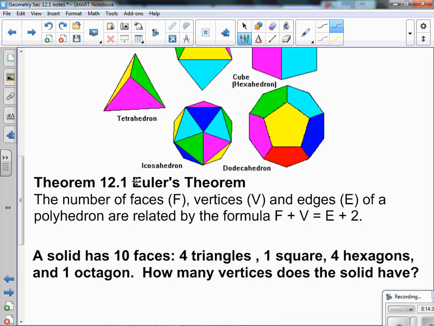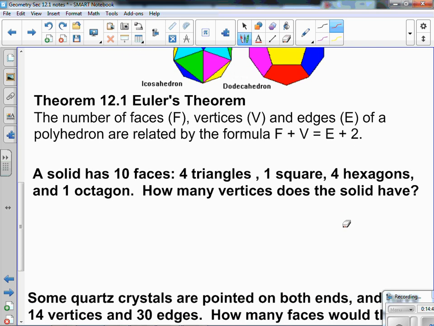All right, so Euler's theorem says the number of faces, F, vertices, V, and edges, E, of a polyhedron are related by the formula F plus V equals E plus 2. So the number of faces plus the number of vertices is going to be equal to the number of edges plus 2.